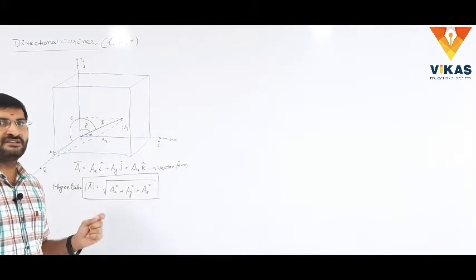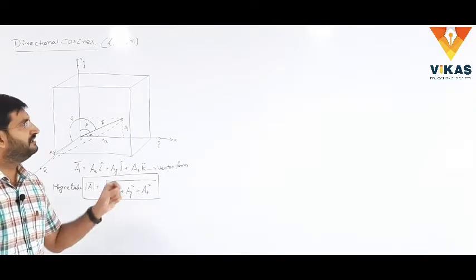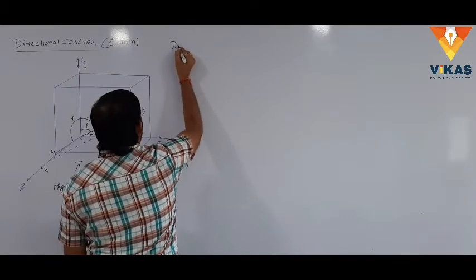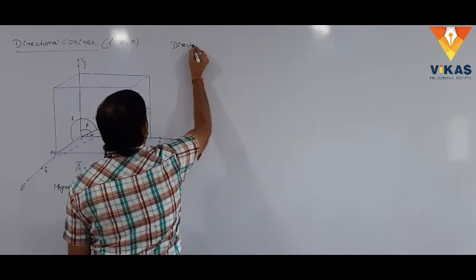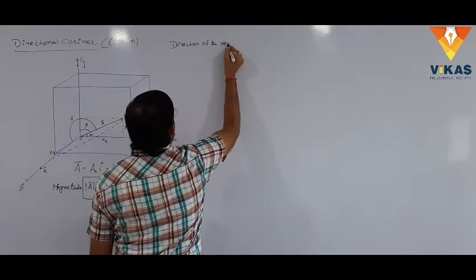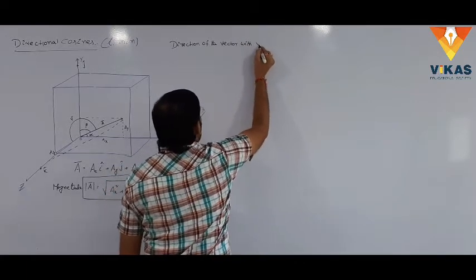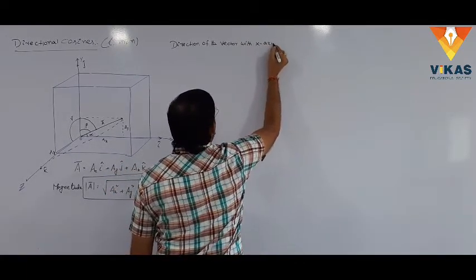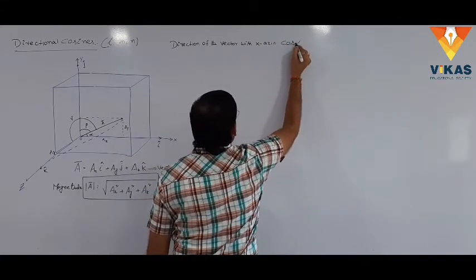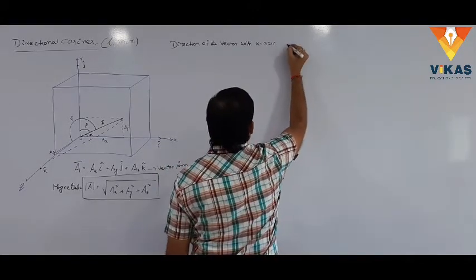Today, the vector is represented in a three-dimensional manner. How to calculate the directions? It's the most important thing. The first one is the direction of the vector with the x-axis, which is represented with cos alpha. This is nothing but the directional cosine.